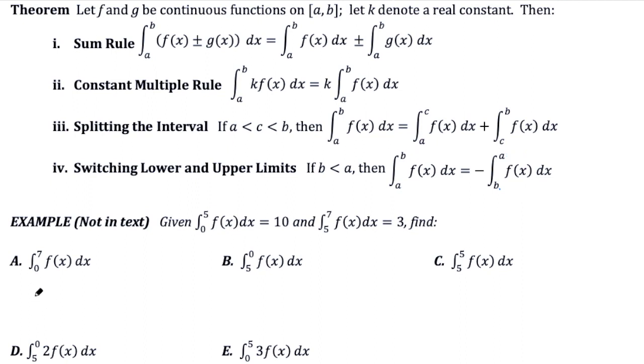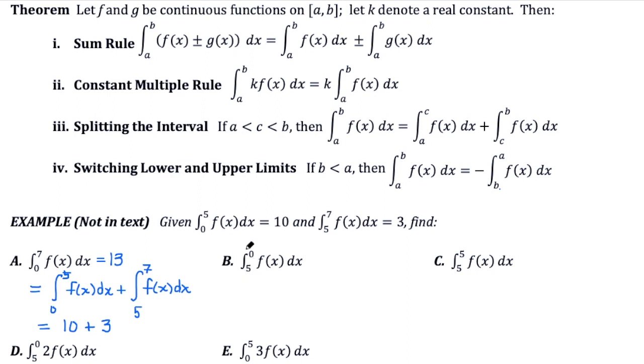Letter A asks us to find the value of the integral from 0 to 7 of f of x. This is the same as finding the integral from 0 to 5 of f of x, knowing that area, and then adding on to it the area from 5 to 7. And you'll notice conveniently those are the values that were given. So to find the value of my integral, I just add the two areas together. An area of 10 plus an area of 3 gives us a final value of 13 for this integral.